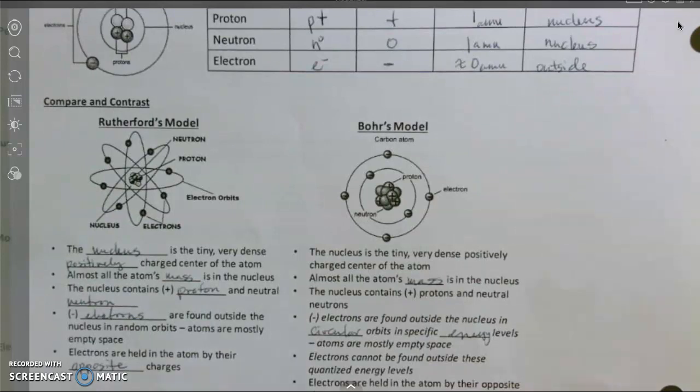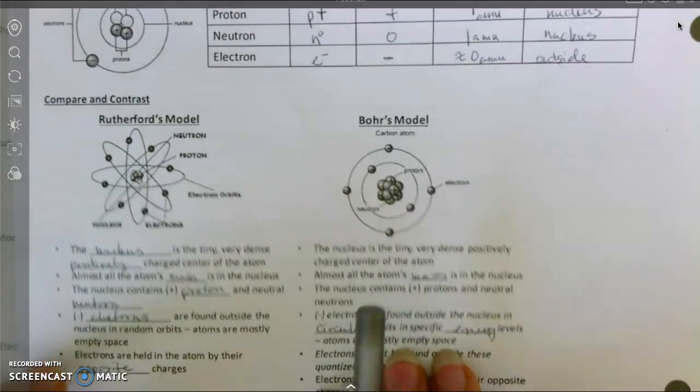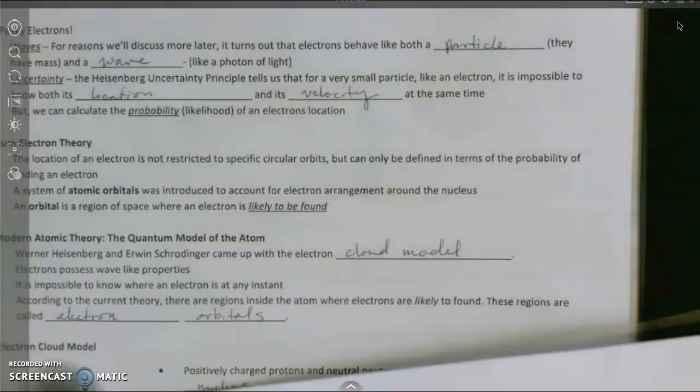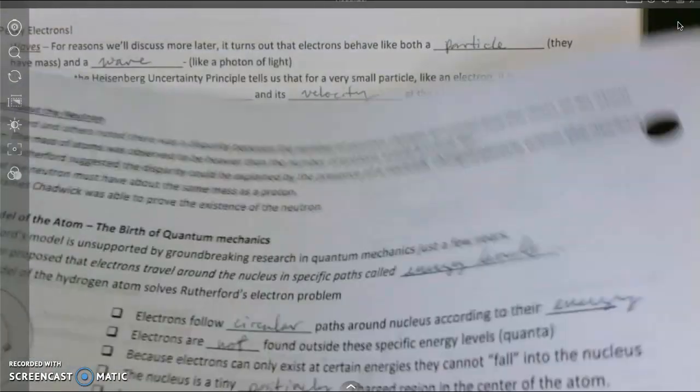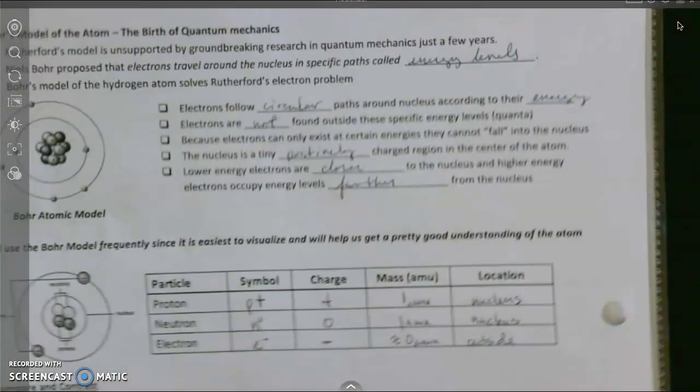And that's the big difference here with our Bohr model. Bohr says, no, they have very specific energy levels, and due to those energy levels, it will dictate the location, whether they're close to the nucleus or further away from our nucleus. Okay? All right, so when we wrap up this conversation in the next video, we'll finish talking about Bohr, and then we'll talk about Erwin Schrödinger.